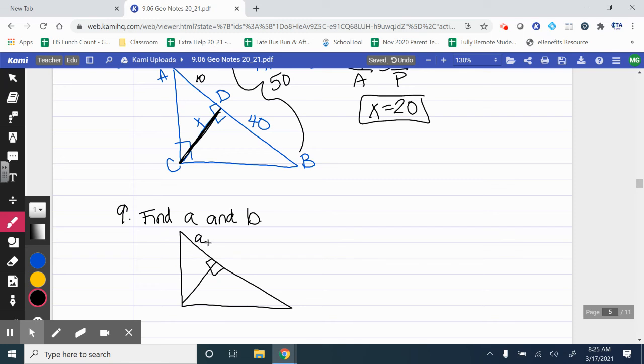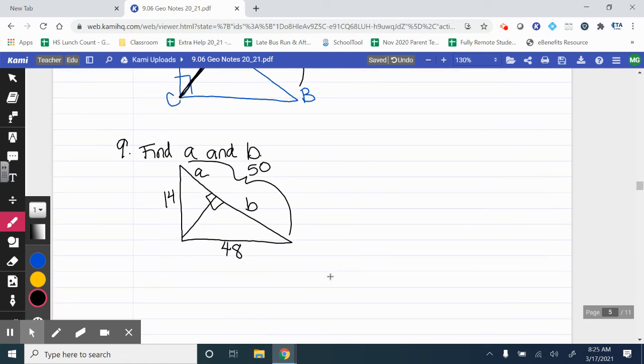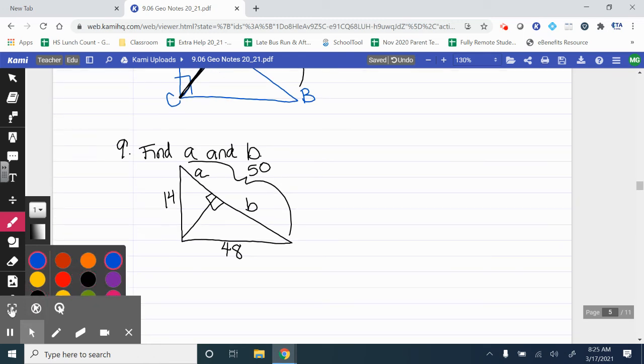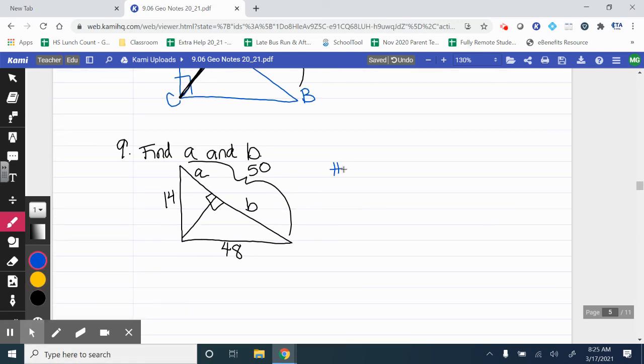So this is A, this is B, this whole hypotenuse is 50, this leg is 14, and this is 48. All right, so go ahead, pause your video, and solve for A and B. All right, so for this one, no altitude, so I'm thinking HLLP.